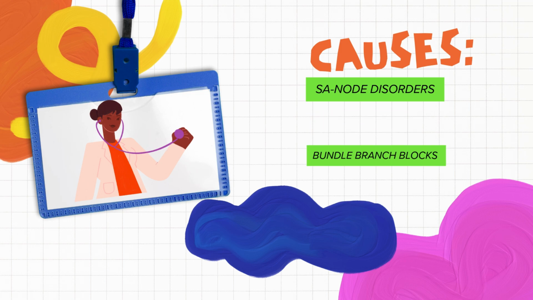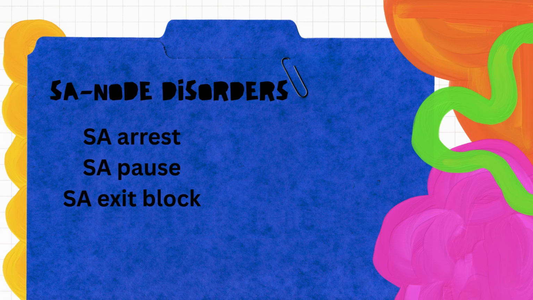SA node disorders is a very specialized topic, and the only thing we need to know as a GP are the examples of SA node disorders. We have SA arrest, SA pause, and SA exit block, and these are the causes of SA node disorders. This is all we need to know as a GP.